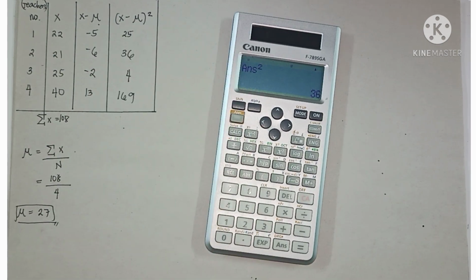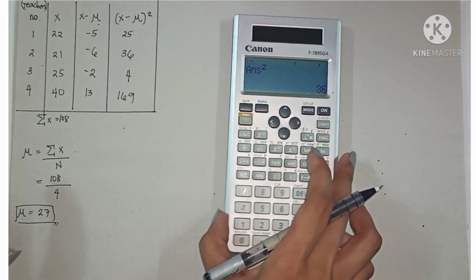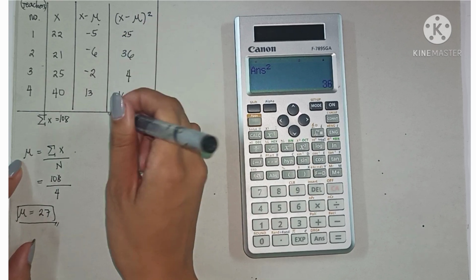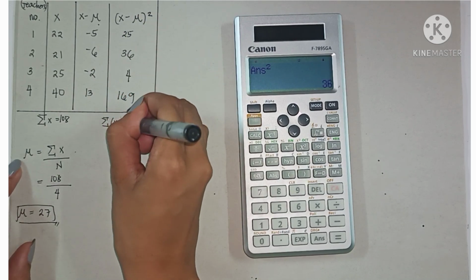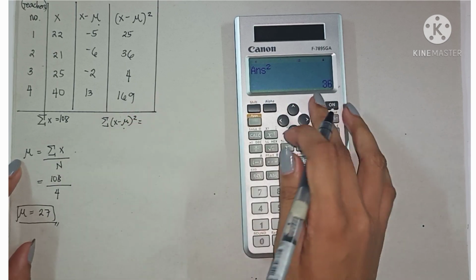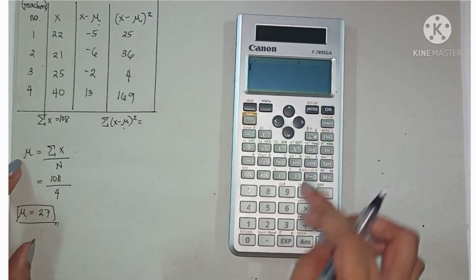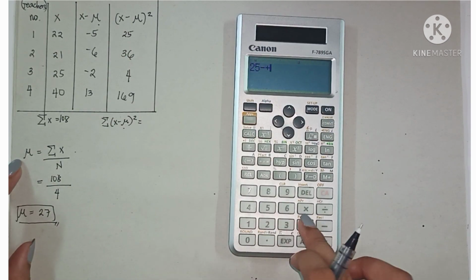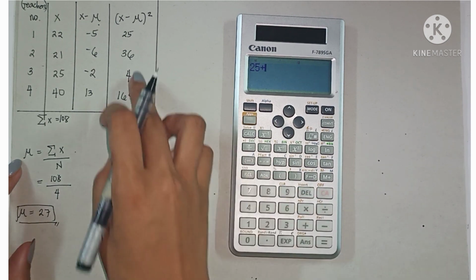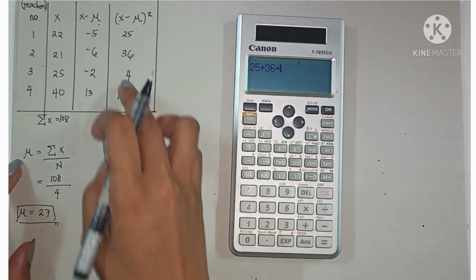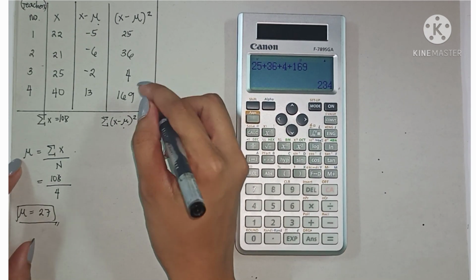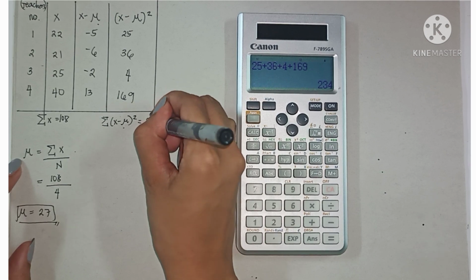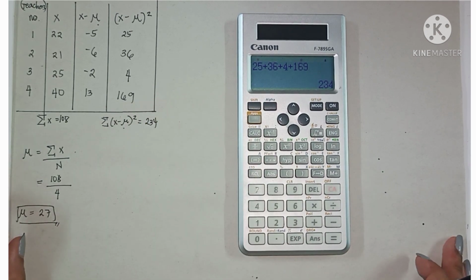Okay, so next na po natin is, kunin ang summation ng last column. Kunin yung summation ni x minus mu squared. Okay, so i-add lang po natin lahat. 25 plus 36 plus 4 plus 169. And that is equal to 234.